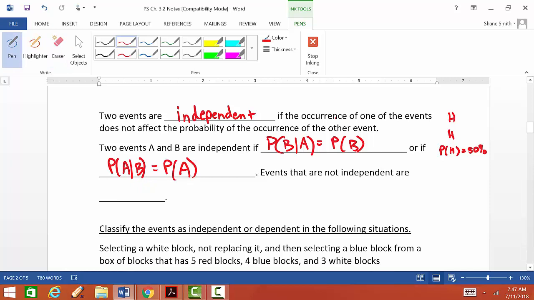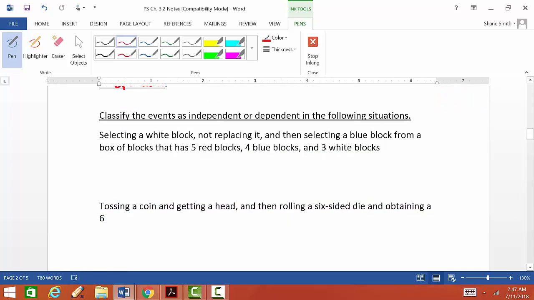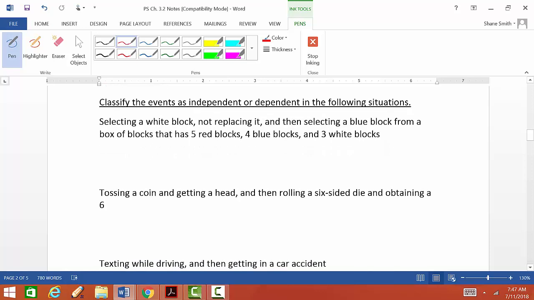And events that are not independent are dependent. So I want you to read these problems here on your own. Pause the video here and see if you can come up with them being independent or dependent. So hopefully you paused the video and you came up with if they're independent or dependent.